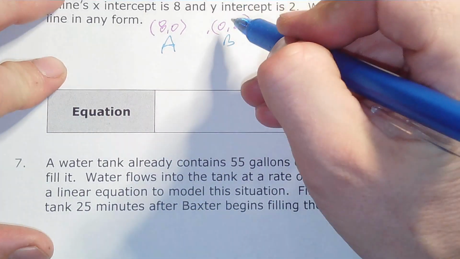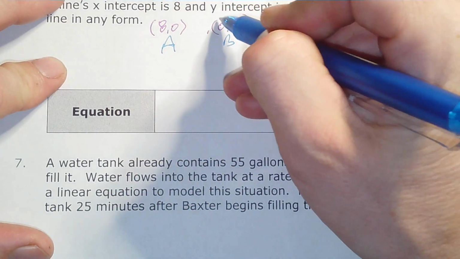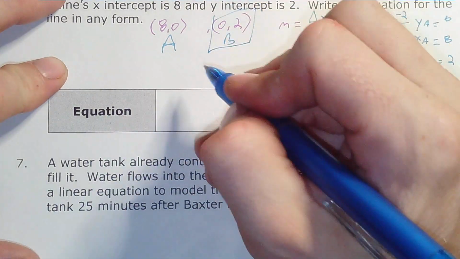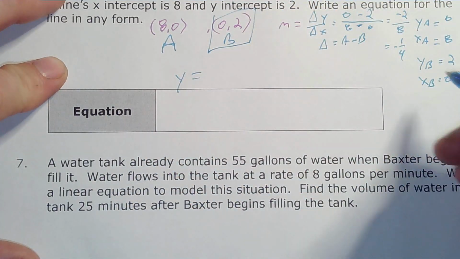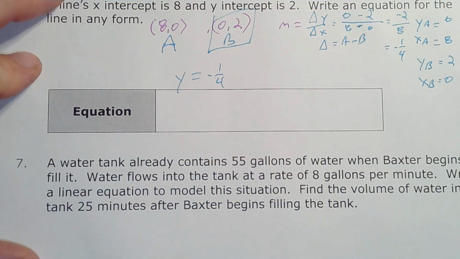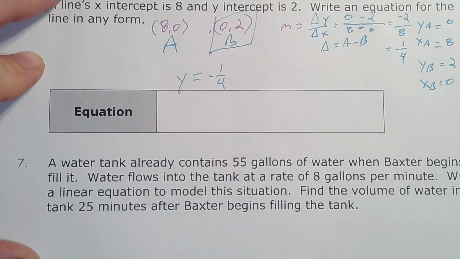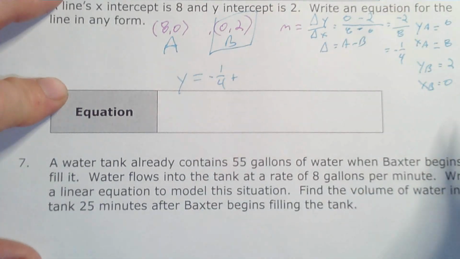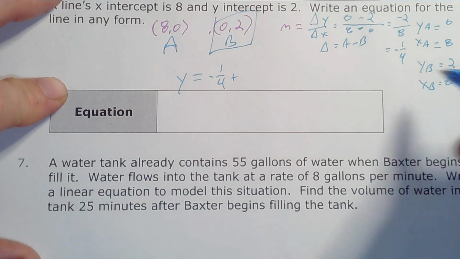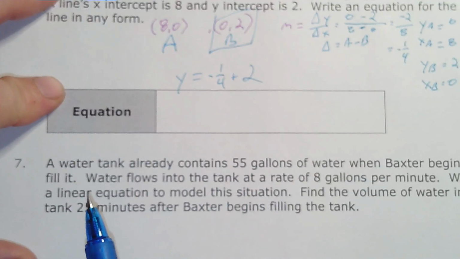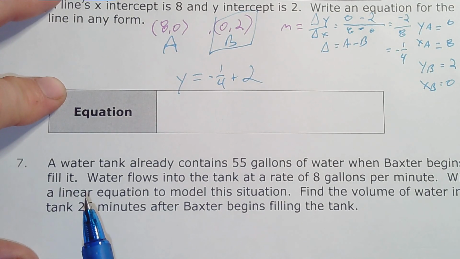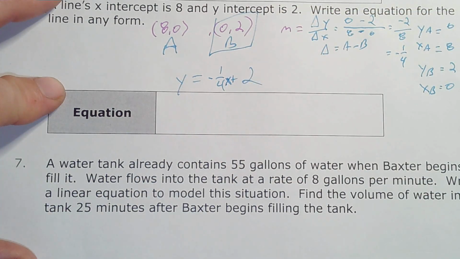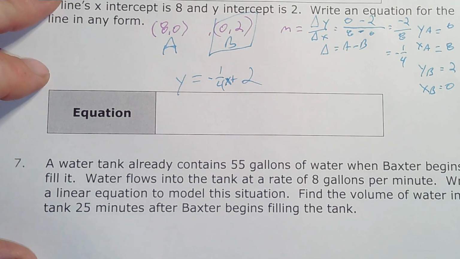Now I also have my y-intercept. This is my y-intercept. So I'm going to write my equation: y equals my slope, negative 1/4, x, plus my y-intercept, which is plus 2. All right, so there's my equation. y equals mx plus b. I forgot the x. So there's that one.